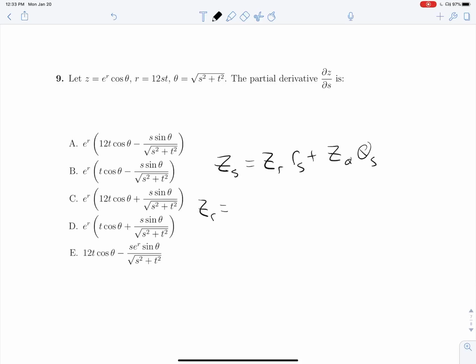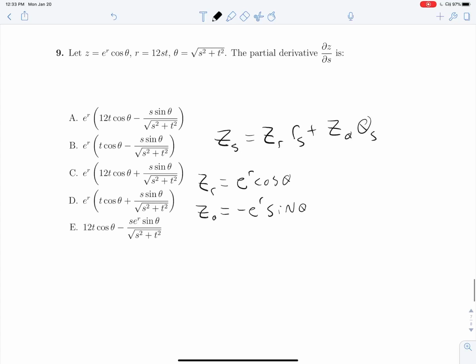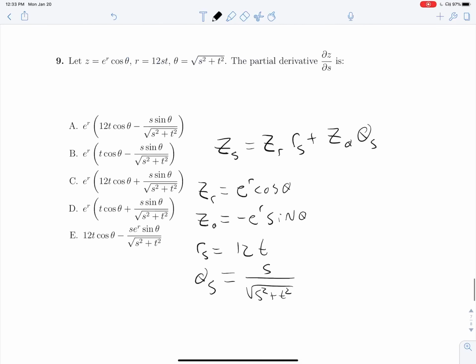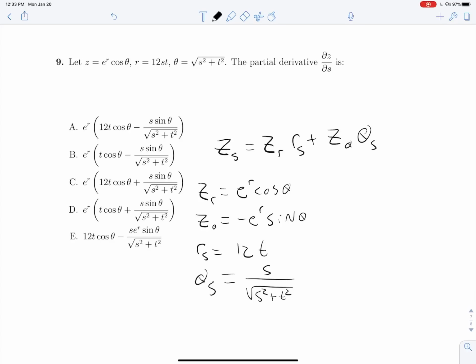So Z_R is the partial derivative of Z with respect to R, which will just be e to the R cosine theta. Z_theta, on the other hand, is going to be negative e to the R sine theta. R_S will be 12t, and theta_S will be S over root S squared plus T squared. So let's shove all these guys together and see if we got a correct answer.